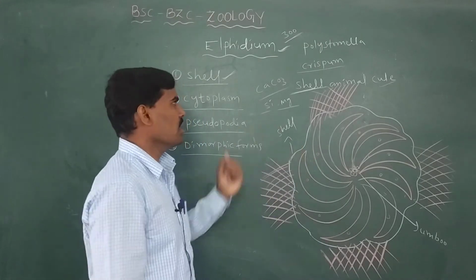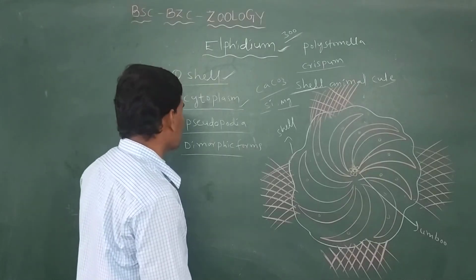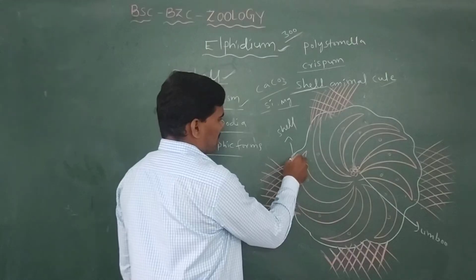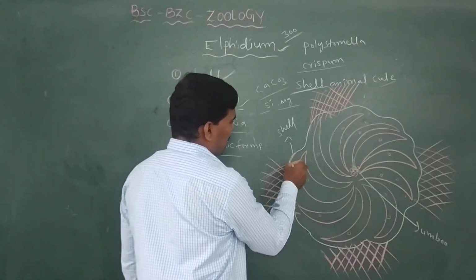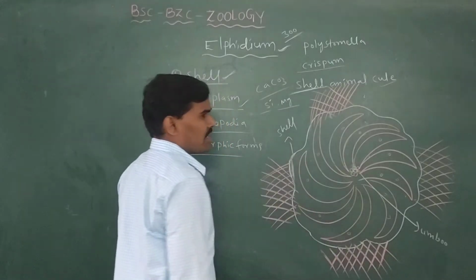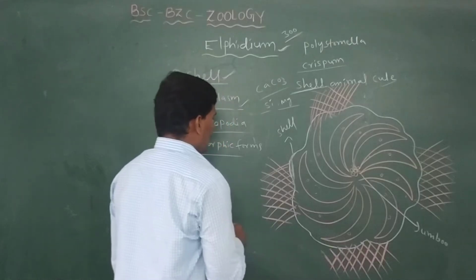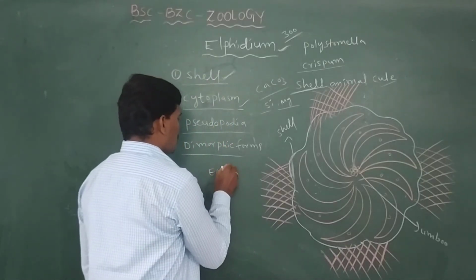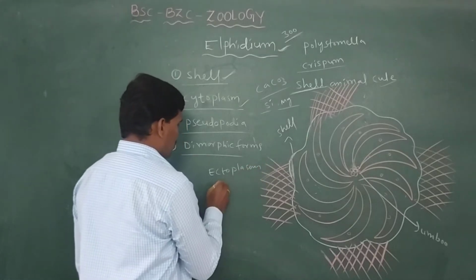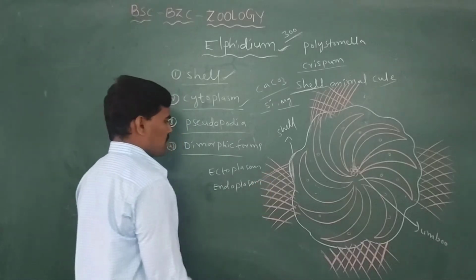Okay, is that clear? Next let us see the cytoplasm. The outer surface is totally covered by the calcium carbonate shell. Behind the shell, the outside part is the ectoplasm and the inside is the endoplasm. The cytoplasm consists of ectoplasm and endoplasm.